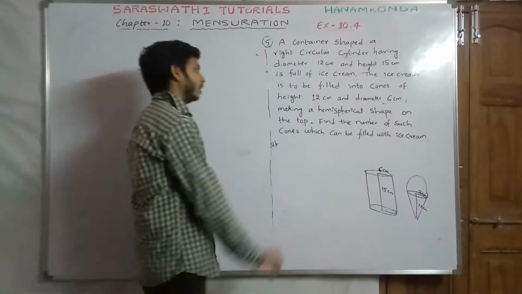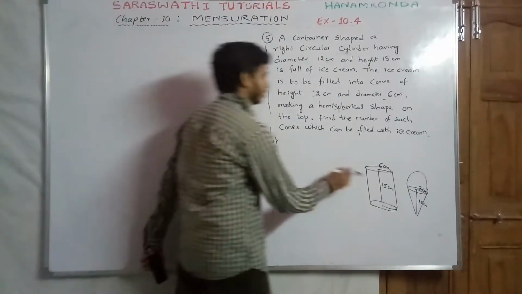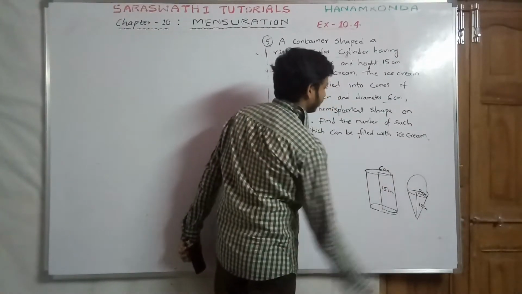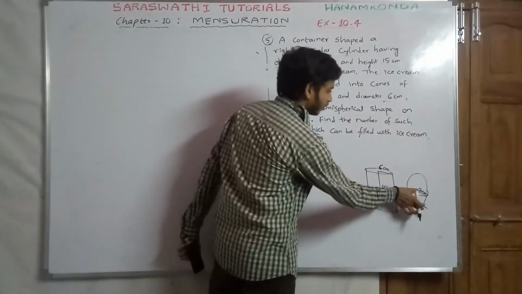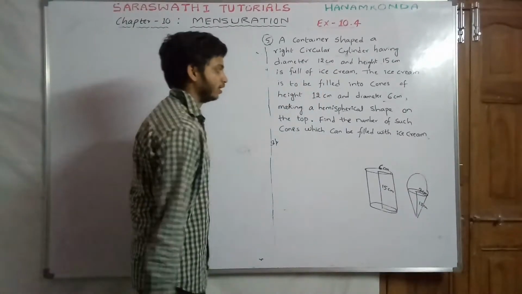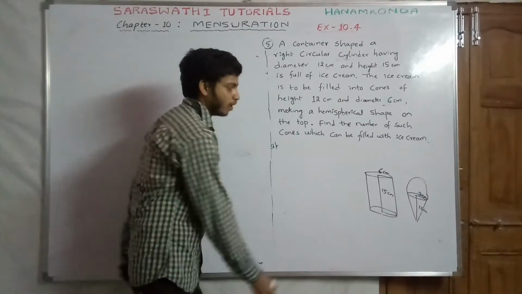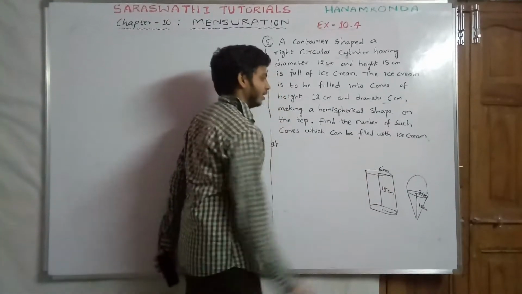So find the number of such cones which can be filled with the ice cream. The number of cones which can be filled with the ice cream in the container should be found. Let us suppose n is the number of cones to be filled with the ice cream contained in the container. That means the volume of these n cones must be equal to the volume of the ice cream contained in the container.